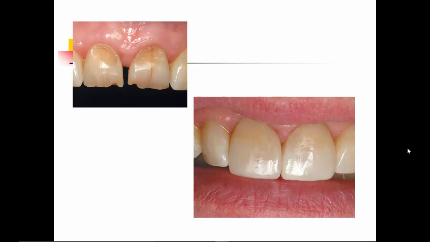But without that stent, it would be difficult to duplicate these contours, to duplicate the proportion between the two centrals, the width and the lengths. So the PVS putty matrix really worked well to place that. And yes, I know we could have done porcelain veneers for these teeth. For this patient, they wanted a more affordable choice than porcelain.